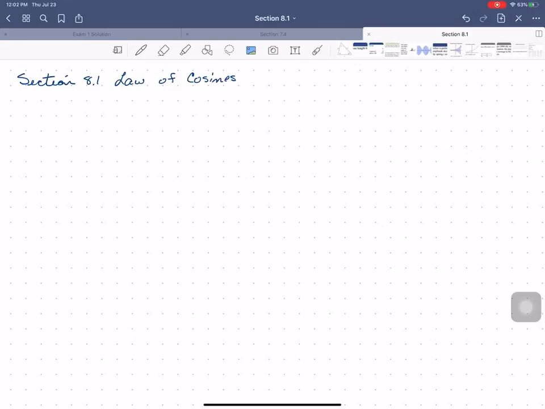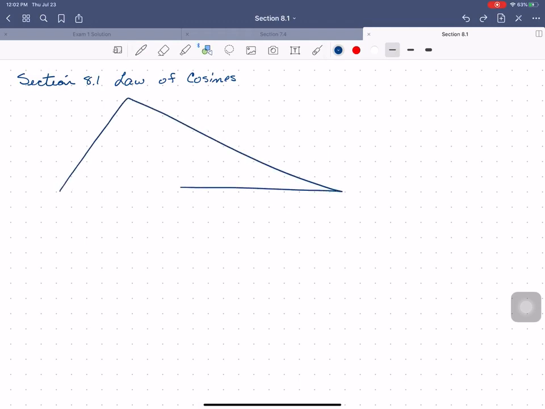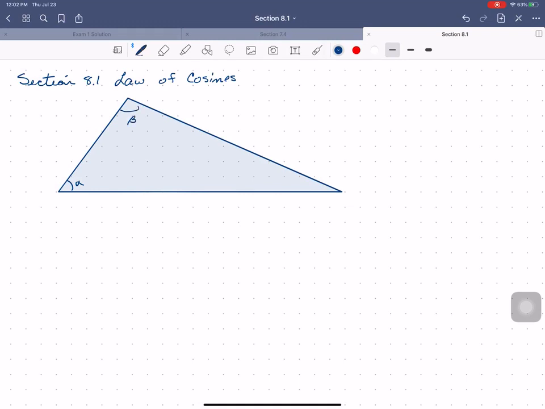All right, let's walk through the development of the law of cosines. So I've got an arbitrary triangle. Okay, so I've just got some triangle. I'm going to label it up. So angle alpha, angle beta, and angle gamma. And that means sides A, B, and C.